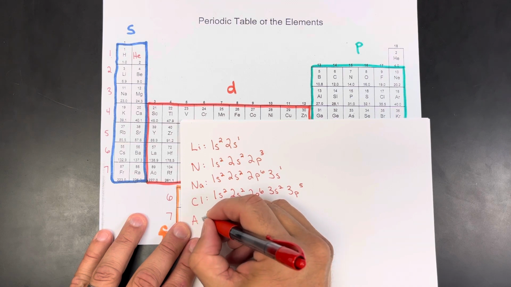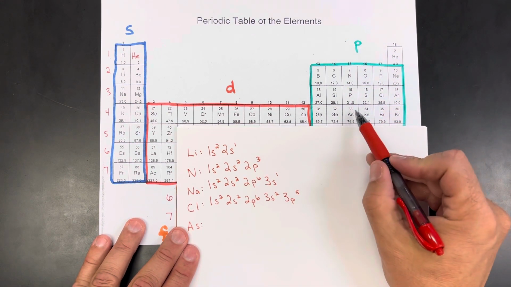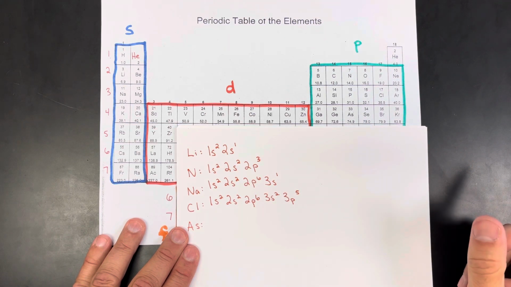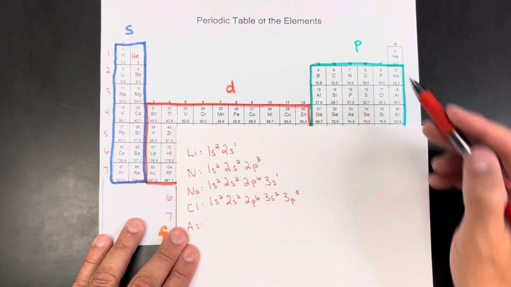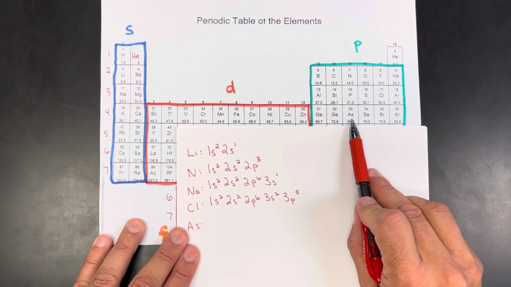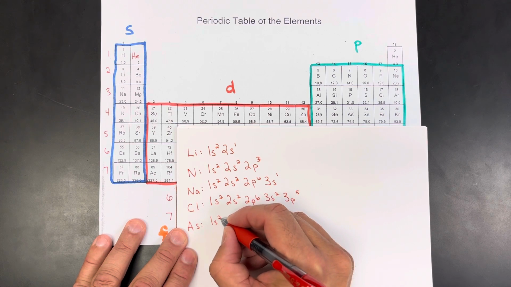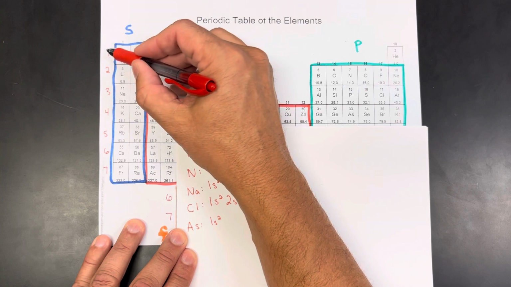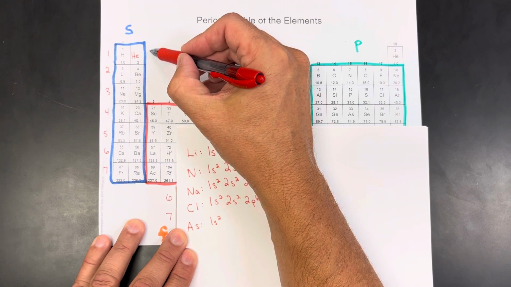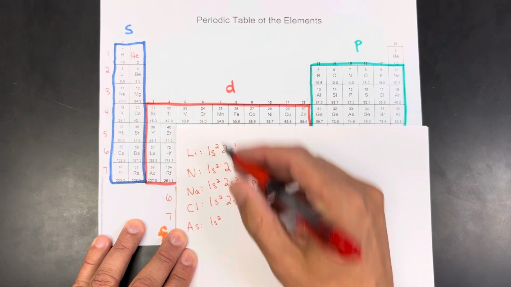So if we have arsenic, As, and it has 33 protons and 33 electrons if it's neutral, we're going to start in the upper left-hand corner. We're going to go through the periodic table, and then we're going to stop at arsenic. So it's going to start out with 1s2 again because we're going to go through the whole first row. 1s all the way through will be 1s2. We're going to go through the 2s2 part.